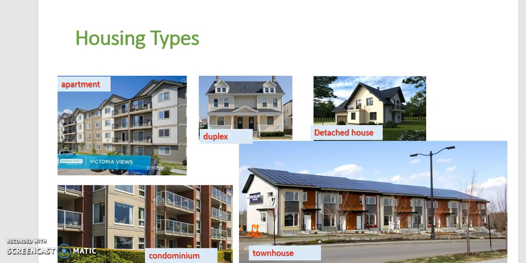Okay, let's start our lesson. There are 5 different housing types. From the left, apartment. In the middle, duplex. The right side, detached house.